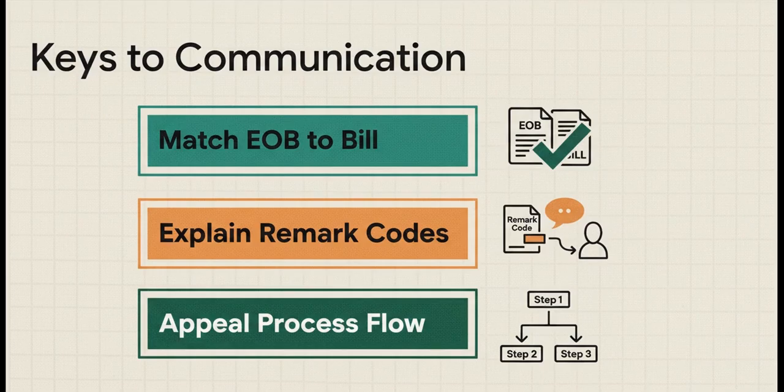First, make sure the patient responsibility number on their EOB matches their bill from us. Exactly. If they ask why something wasn't fully covered, use the remark codes on the EOB. They give you the exact reason, like, benefit for this is limited to once a year. And finally, if a claim gets denied, make sure you know what the next steps are for an appeal.